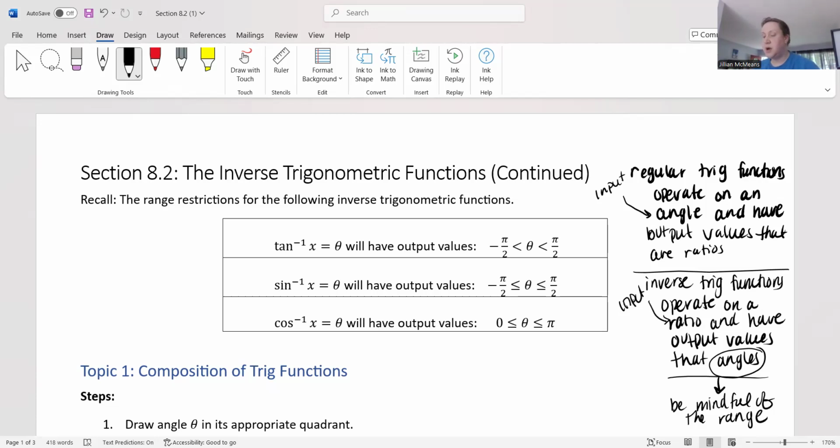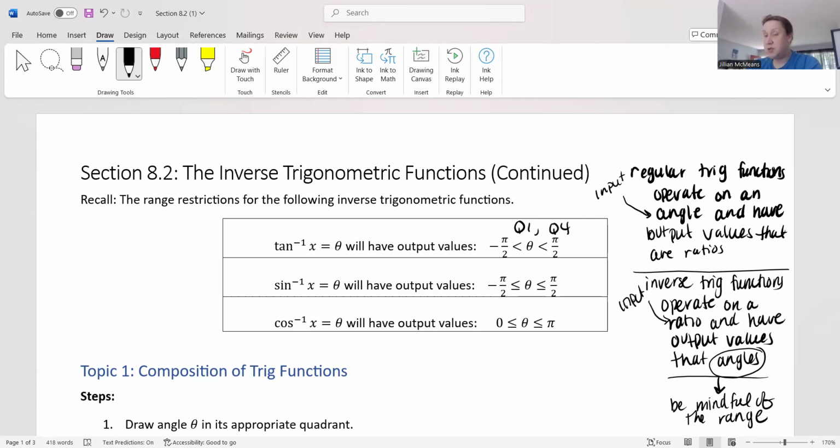So just as a quick reminder, when we're talking about inverse tangent of x equaling theta, we have to have output values that are between negative pi over 2 and positive pi over 2. So like on the unit circle, we're kind of looking at Q1 and Q4, so quadrant 1 and quadrant 4. The issue here is we can't for inverse tangent be exactly negative pi over 2 or exactly pi over 2 because at those values tangent would be undefined. So as long as we're between negative pi over 2 and positive pi over 2, not including those endpoints, we're good.